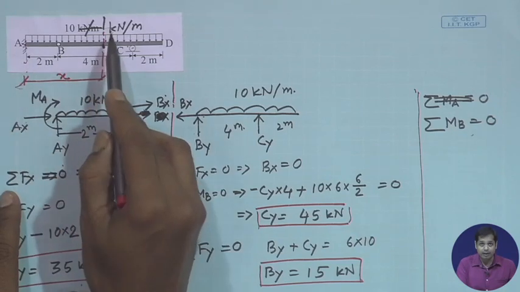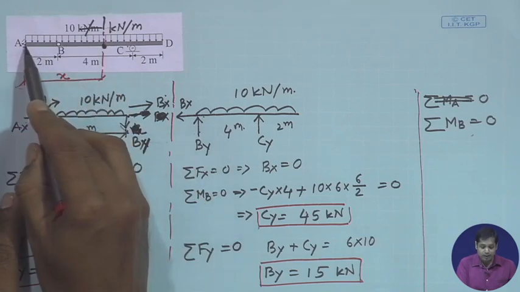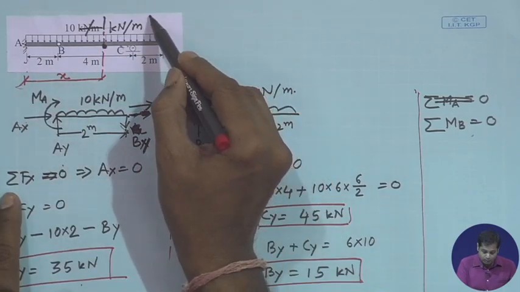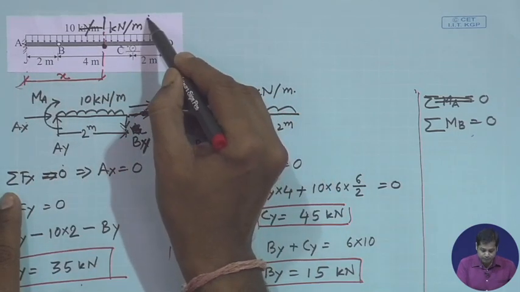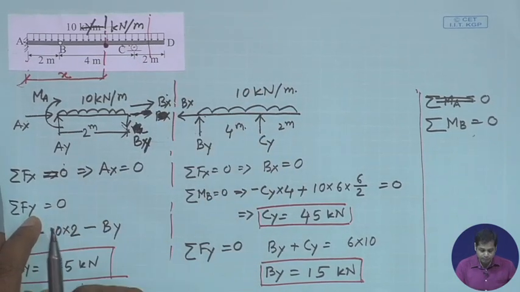We have calculated shear force and bending moment at this point, and that gives me how the shear force and bending moment vary between A to C. Let us take one more section between C to D. That section is this. Okay.